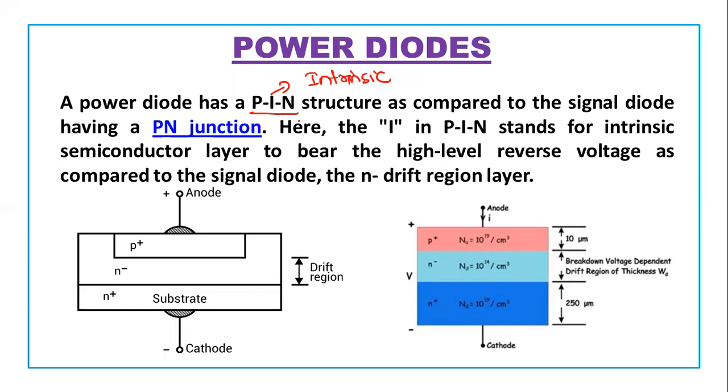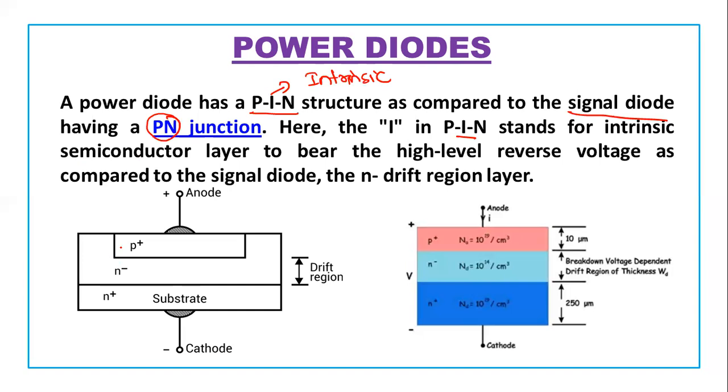So a power diode has a PIN structure as compared to the signal diode. The signal diode is our normal diode, which you have studied in analog electronics and used in the analog lab also, right? Signal diode has a PN junction. So there it was a PN junction. Here the I in PIN stands for intrinsic semiconductor layer.